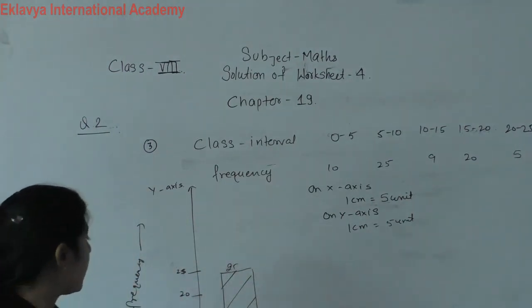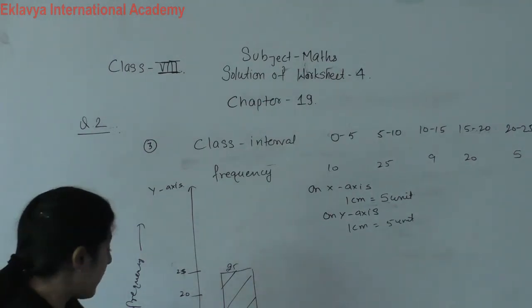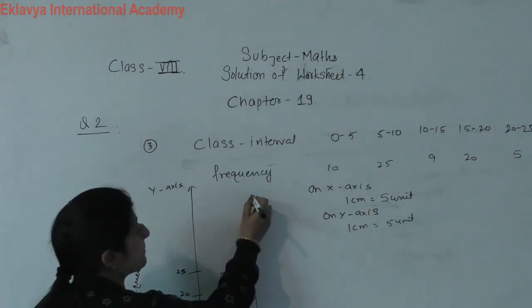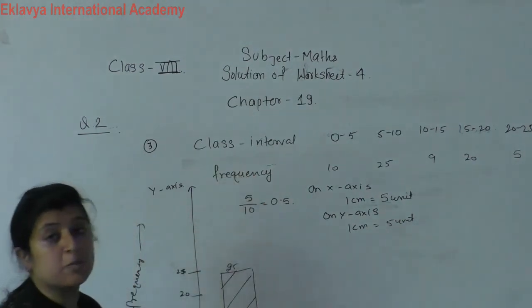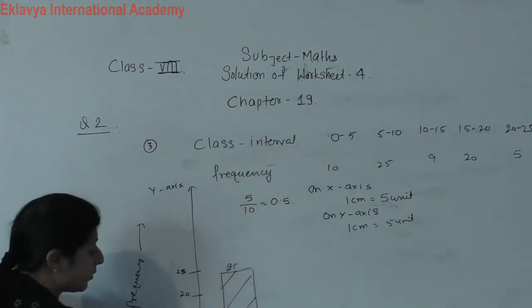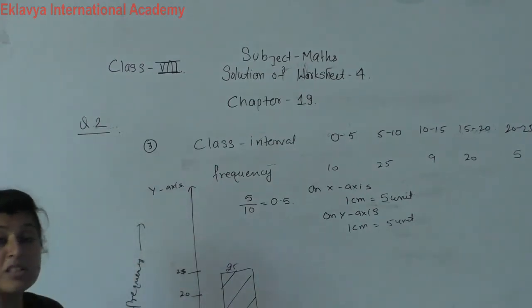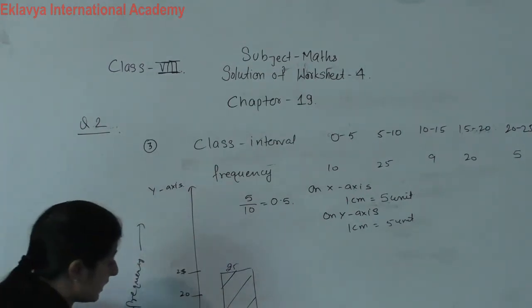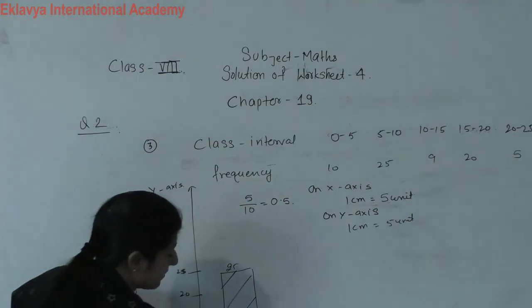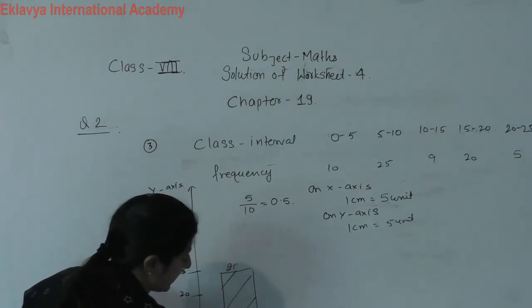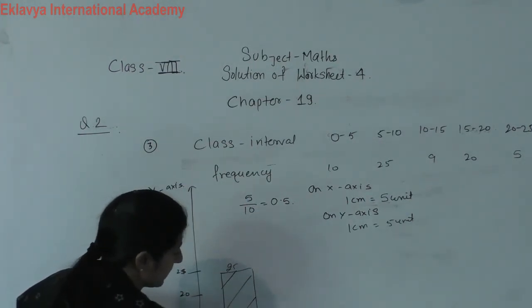10 to 15, 9. Now where will 9 come? Between 5 and 10 the gap is 5, so each small division represents 0.5. Between any two boxes there are 10 lines. So 5.5, 6, 6.5, 7, 7.5, 8, 8.5, 9. So I need 9. That's why 10 to 15, 9 here.